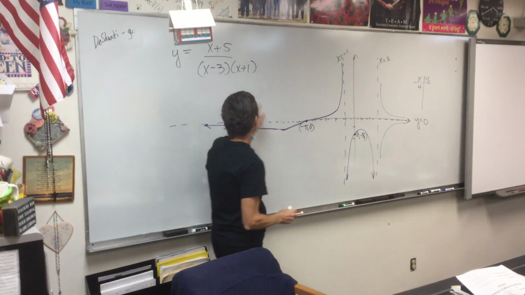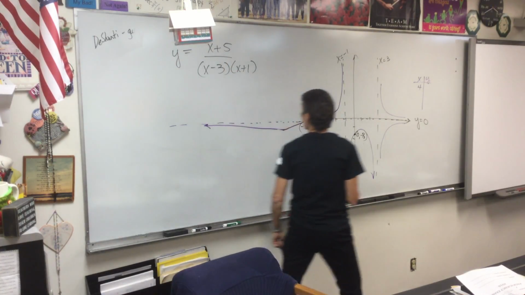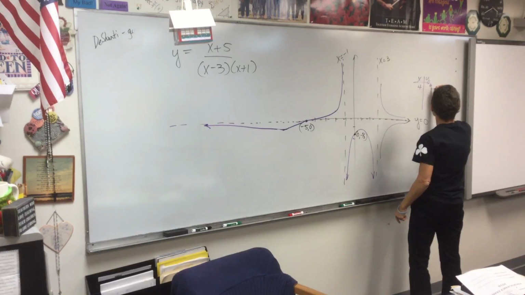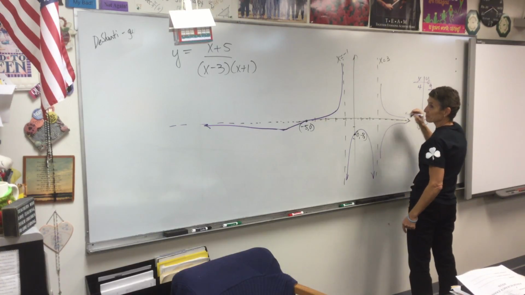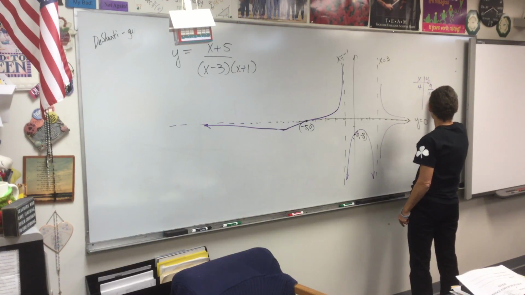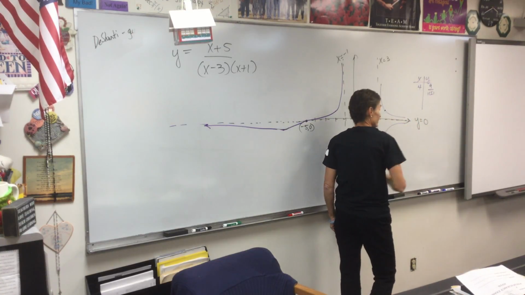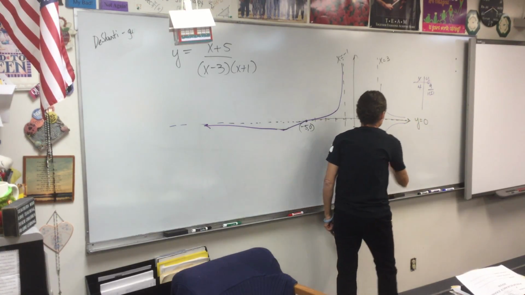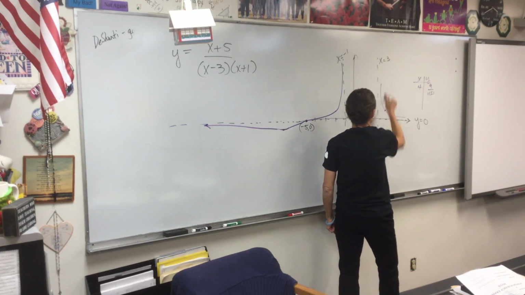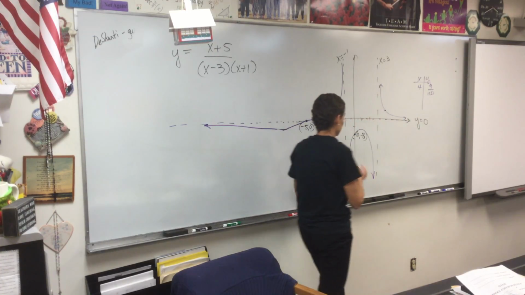Let's see. If I put 4 in, I get 9 over 1 times 5. I get a positive number. So that means this is my shape.